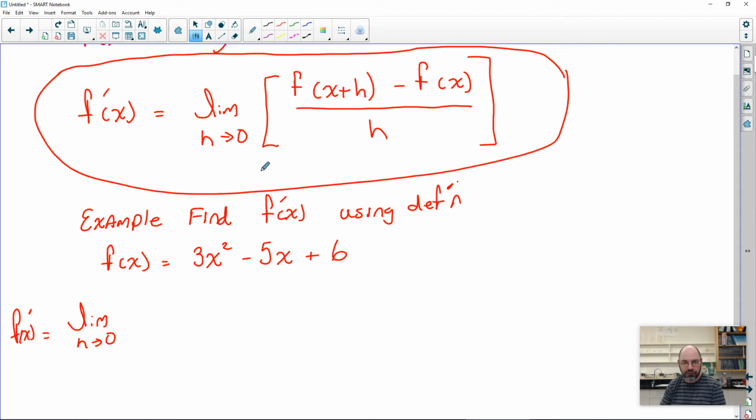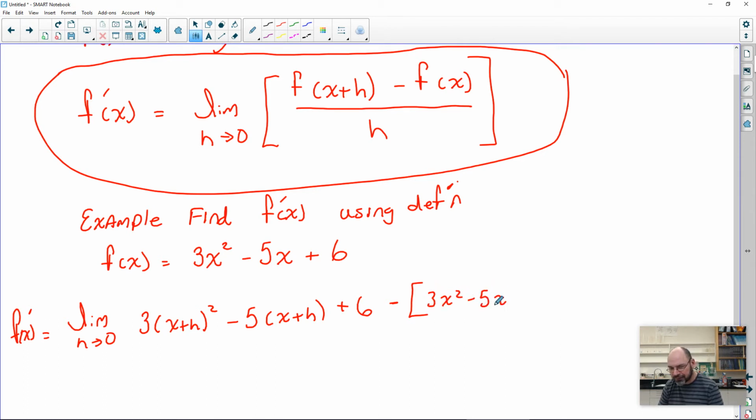So our thing is going to be, okay, f, so we're going to go 3 times x plus h squared minus 5 times x plus h plus 6, all subtracted from, now this is where you have to put it in brackets, and then this whole thing again, because it's just f of x, so this thing, 3x squared minus 5x plus 6. The reason I want it in brackets is because this negative has to be transferred to all 3 of those. And it's all going to be over h.